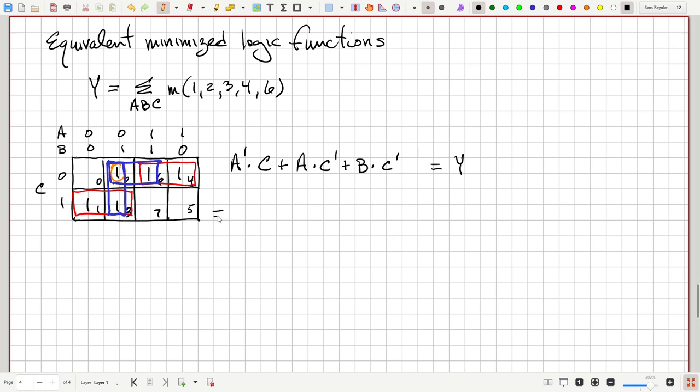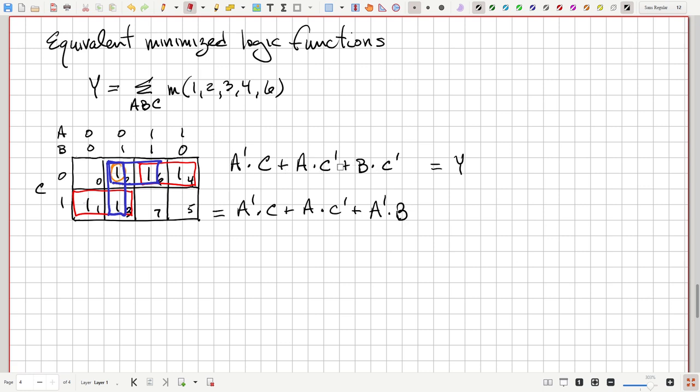But another way we could have done that, instead of doing this 1x2 block to capture that one there, we could have done this vertical 2x1 block. And what is that? That's in the column where A is 0 and B is 1. So that would be not A and B. And so those are equivalent. They give you the same truth table. They cover the same cells in the K-map. And they have the same number of terms.